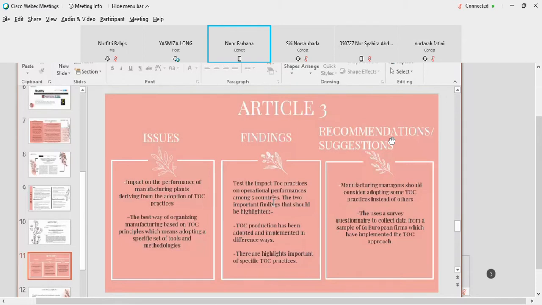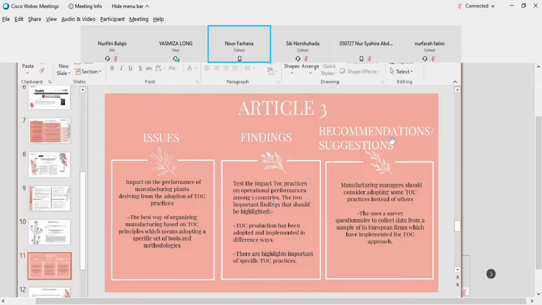TOC production should be adopted and implemented in an almost identical similar style in different manufacturing plants. The contingency theory of the firm suggests that every company can design its own TOC production strategy too.